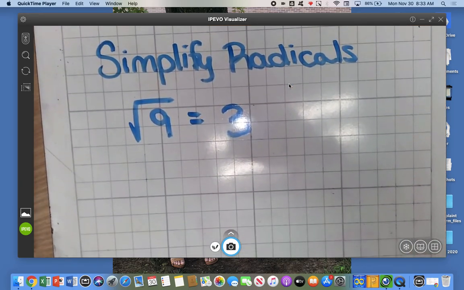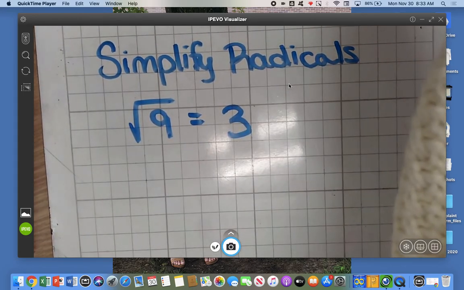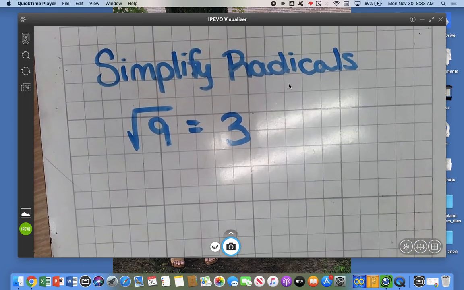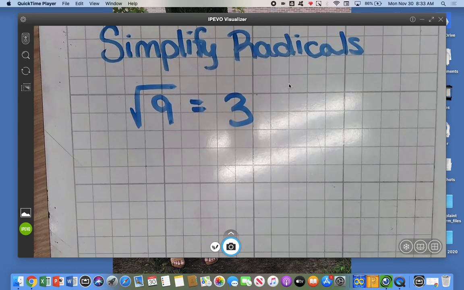I'm trying to get the reflection off of there.